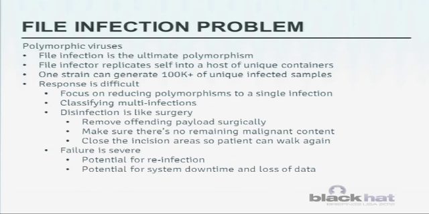So this sort of segue leads us into the file infection problem that we will be addressing today, and why are these polymorphic viruses important? We view file infection at the endpoint as really the ultimate polymorphism. It's a situation where an infector replicates itself into a host of unique, different containers, where one strain can generate literally hundreds of thousands of unique infected samples.